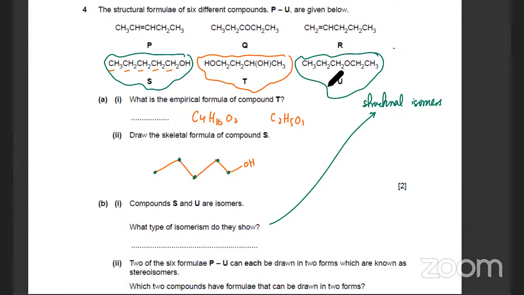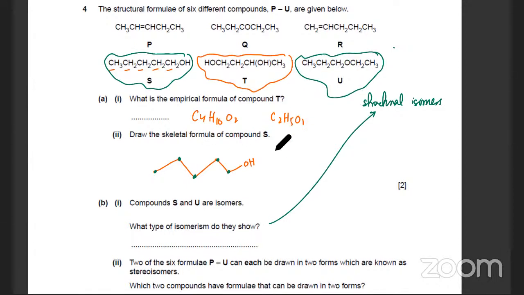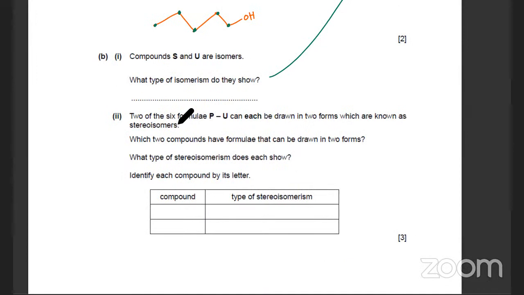The other type of isomerism is stereoisomers, where the molecular formula is exactly the same, except that the bond orientation is different, like optical isomers, where you have chiral carbon atoms, mirror images, or you have cis and trans. Now, 2 of the 6 formula P to U can each be drawn in 2 forms, which are known as stereoisomers. Which 2 compounds have formulas that can be drawn in 2 forms?